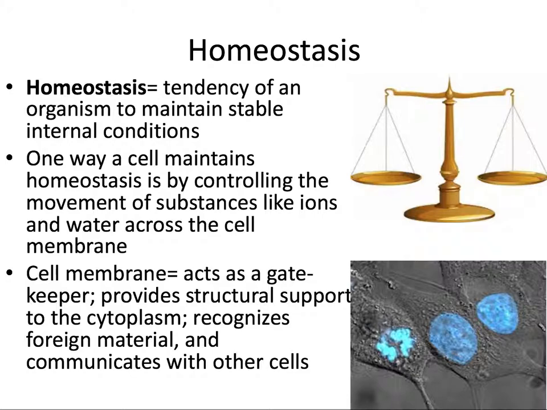One way they do this is by controlling what comes into and what goes out of a cell. Cell membranes act as gatekeepers doing this type of control, controlling what comes in and out. Cell membranes also provide structural support and they allow cells to communicate with each other. So what is the structure of the cell membrane?